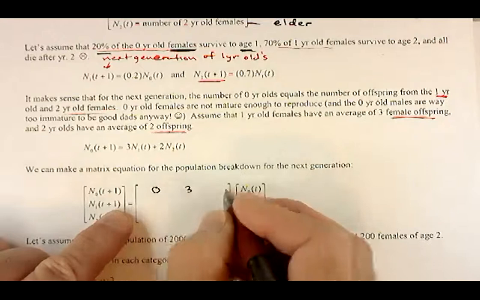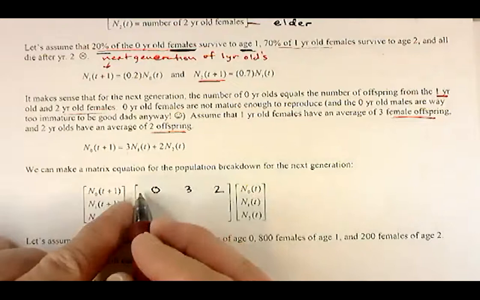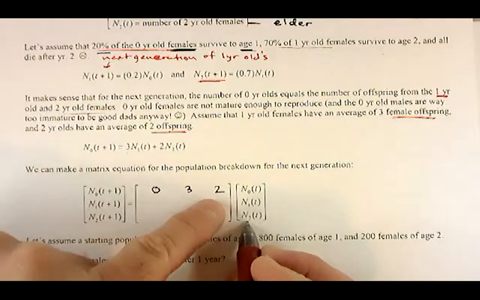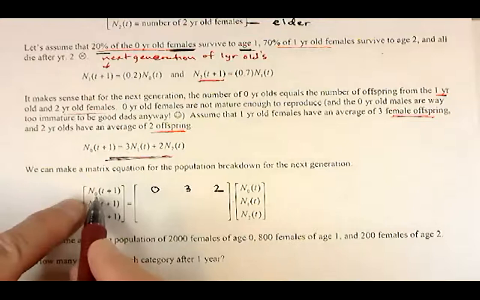Think about it. If I multiply this row by this column, that is going to give me 0 times n sub 0, 3 times the number of 1-year-olds, and 2 times the number of 2-year-olds. That's exactly this equation right here. The next generation of 0-year-olds, I'm not getting them from 0-year-olds, right? That's why there's a 0 here.